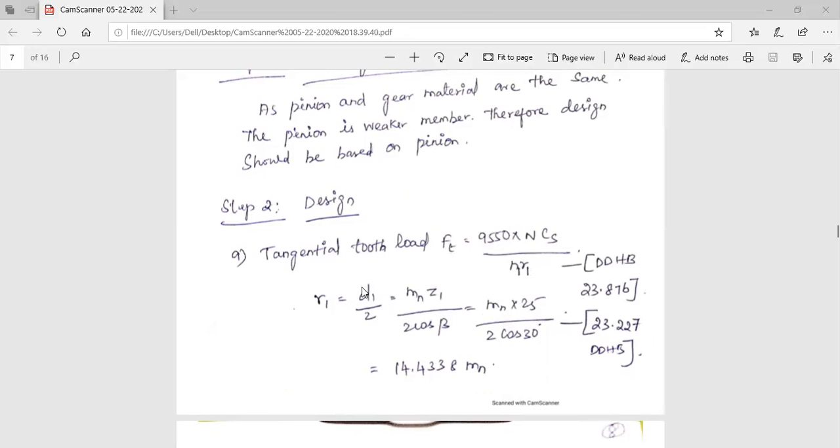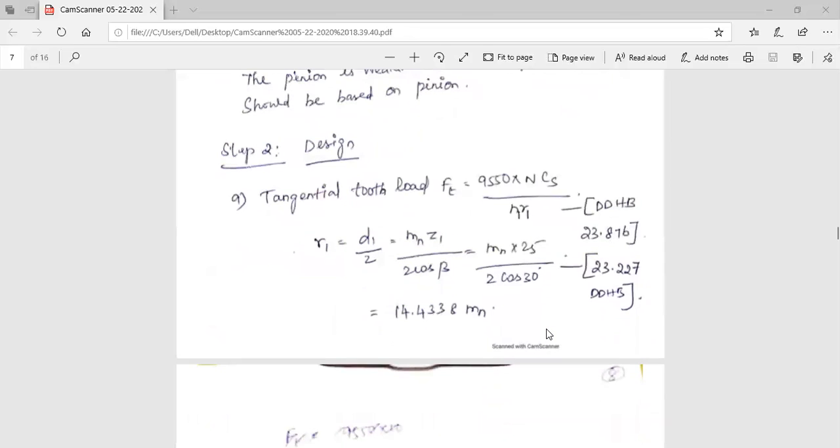For d1, the normal diameter pitch, the formula is given in your data handbook, equation number 23.227. That is mn z1 divided by 2 cos beta. This is the formula for d1, so we divide by 2. z1 is 25, the number of teeth for the pinion, divided by 2 cos 30 degrees, as the helix angle is given as 30 degrees. Substitute the values to get r1 in terms of mn. What is meant by mn? That is the normal module.